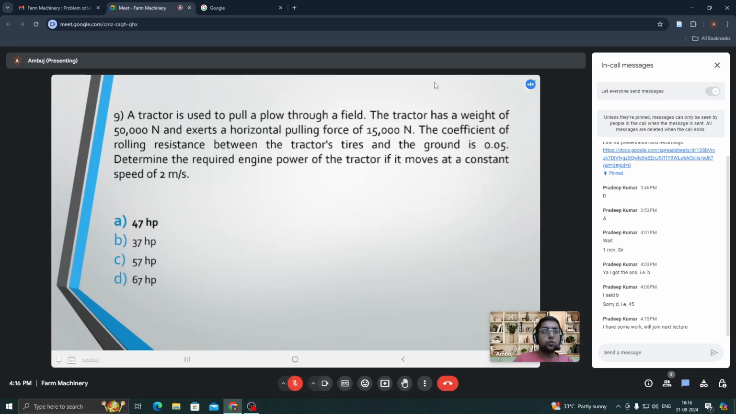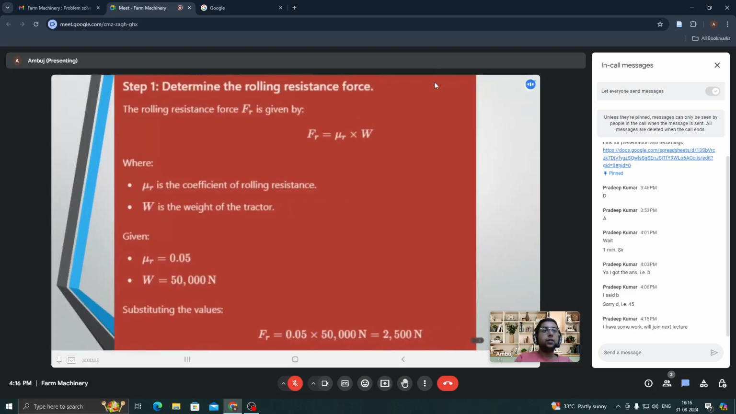Simple approach. Net force, P equal to F into V. This is the formula. Now try to calculate. P has been given here. F R that you have to calculate, mu R has been given here. 0.05 multiplied by 50,000 will give me 2500 newtons.